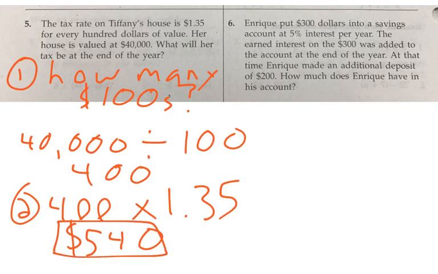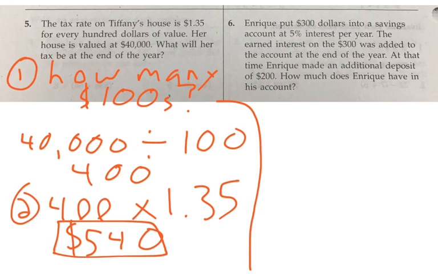All right, let's look at number 6. Enrique puts $300 into a savings account at 5% interest per year. The earned interest on the $300 was added to the account at the end of the year. At the time, Enrique made an additional deposit of $200. How much does Enrique have in his account?